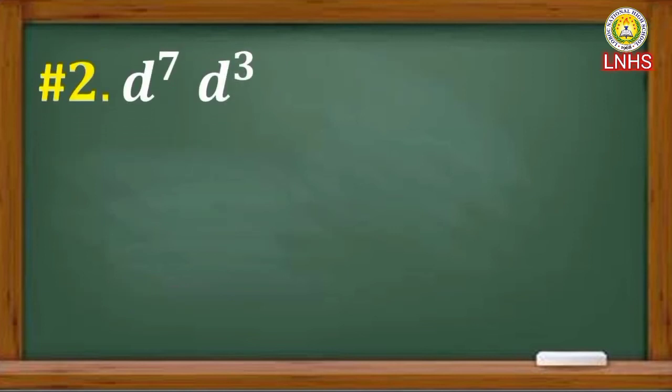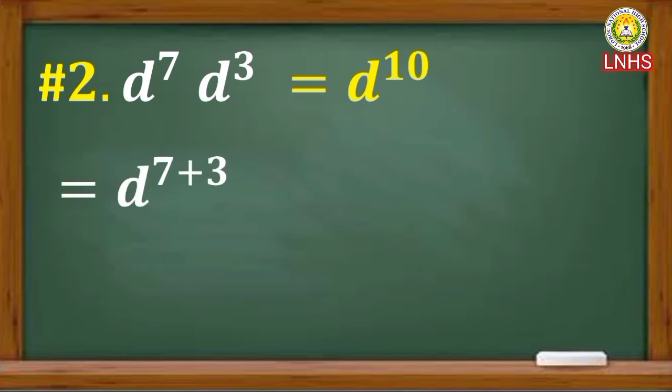Number 2, d raised to the power of 7 times d raised to the power of 3. Correct. The answer is d raised to the power of 10, because we just simply add the exponents 7 plus 3, then the answer is d raised to the power of 10.